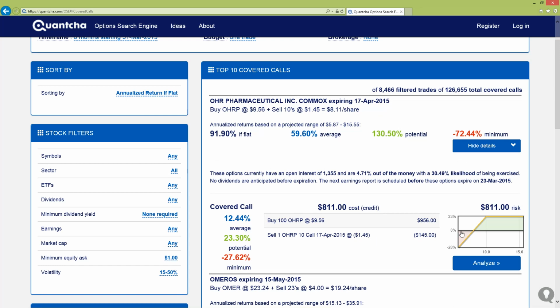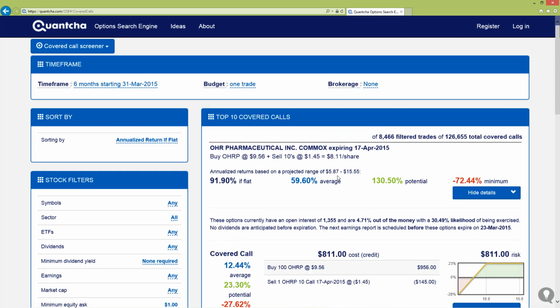The next spot down is our standard trade view, where you can see the specific type of trade, the periodic returns for the trade, the cost and the risk for opening up one instance of this particular trade, and of course the P&L chart that shows you exactly what the results are for the range that we were talking about earlier.